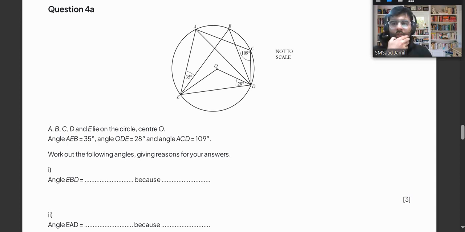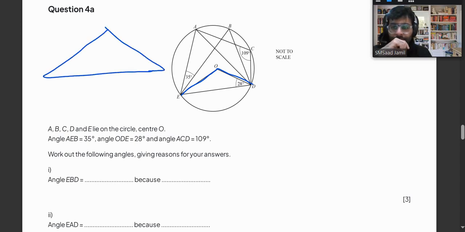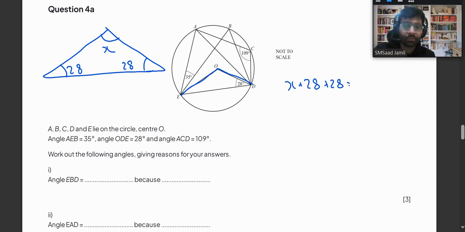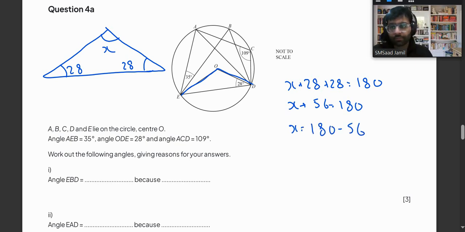Angle EBD. Now look guys, we just did a similar question, so if you were able to do it. If you look over here, this is radius and this is also radius. So this means if this side is 28, this is also 28. And this is x, which means x plus 28 plus 28 is equals to 180. X plus 56 is equals to 180. X is equals to 180 minus 56. Which means x is equals to 124.